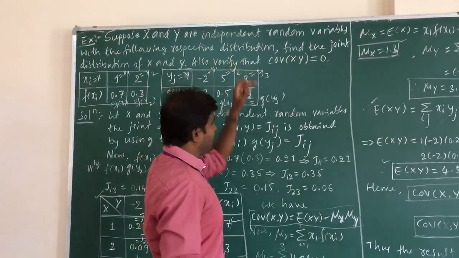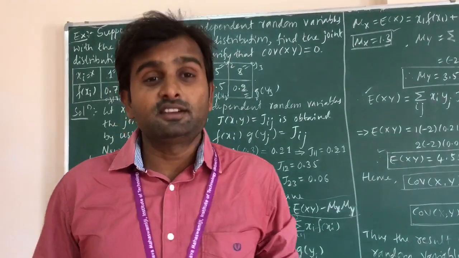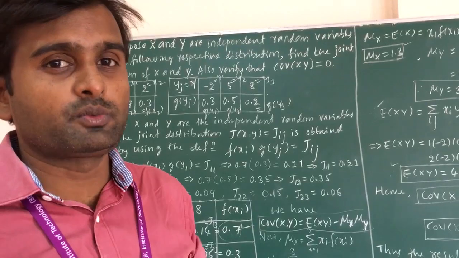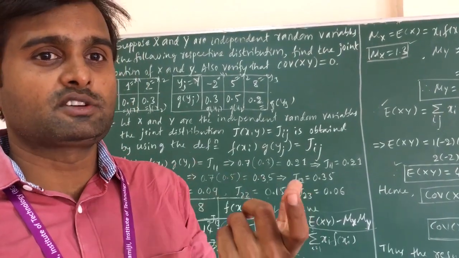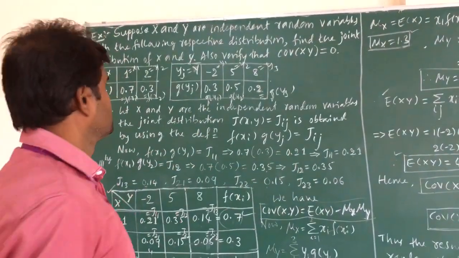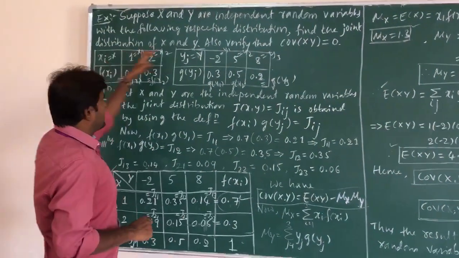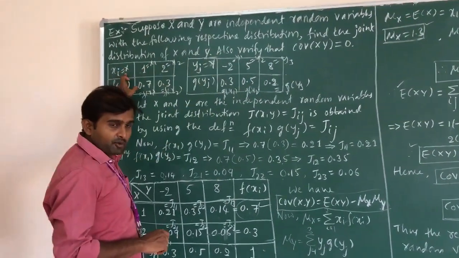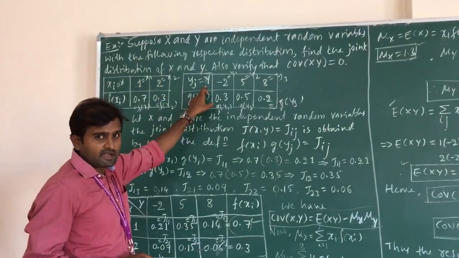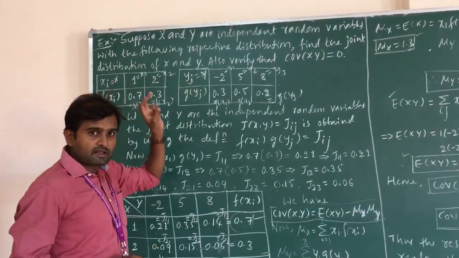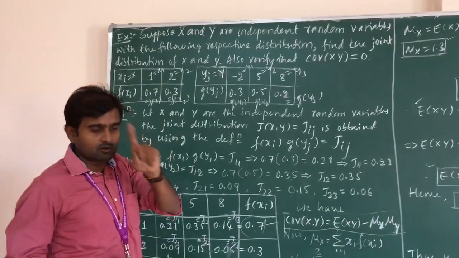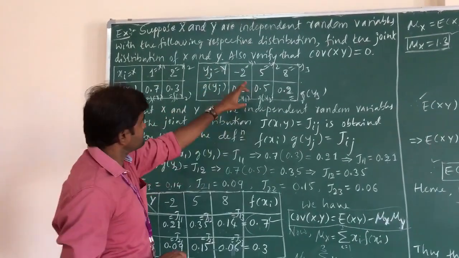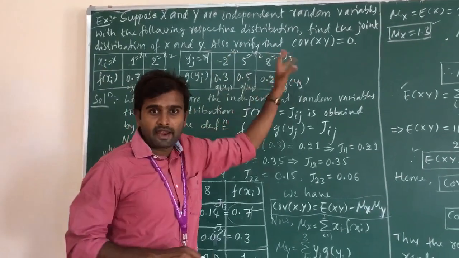Also verify that the covariance of x, y is equal to 0. So we need to verify that the covariance of x, y is equal to 0. Here the given data is marginal distributions. X is a random variable and y is also a random variable. X has 2 values, 1 and 2. Then y has 3 values, -2, 5 and 8.